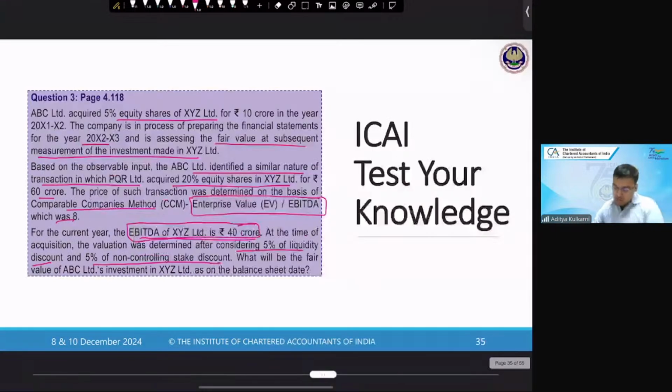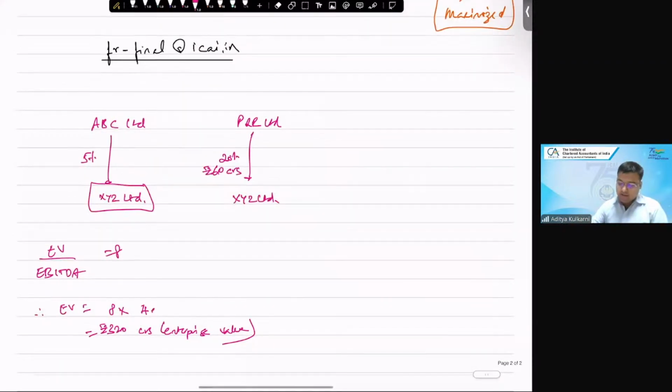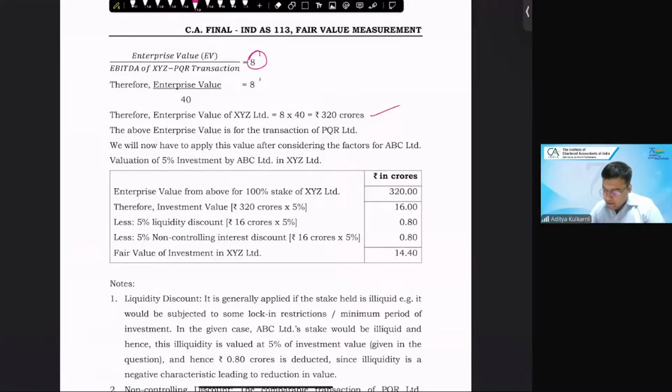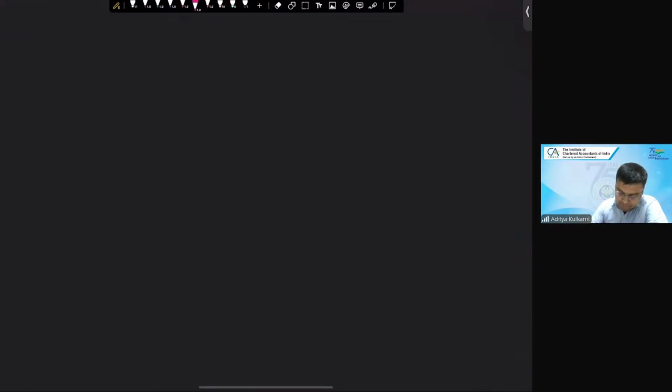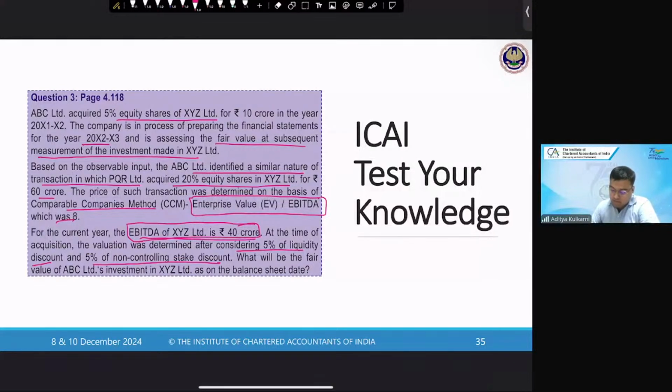Okay, so no doubts. So now, at the time of acquisition, the valuation was determined after considering 5% of liquidity discount. So my starting point is 320 crores for entire shares of XYZ. But my stake is how much? My stake is only 5%. So 320 into 5%, 16. Are you able to follow? Yes, sir. Now, the valuation was determined after considering 5% liquidity discount.